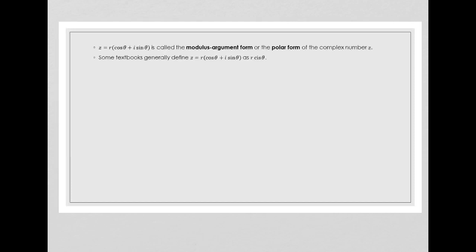And just take note that some textbooks generally define z, which is equal to r(cos theta plus i sin theta) in this form, as r cis theta. Right, so whenever you see r cis theta, it is just a shorthand for r(cos theta plus i sin theta).